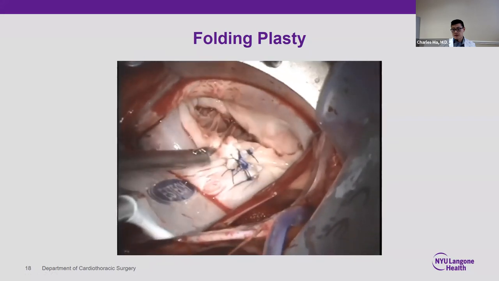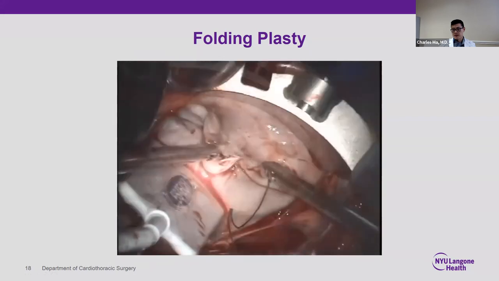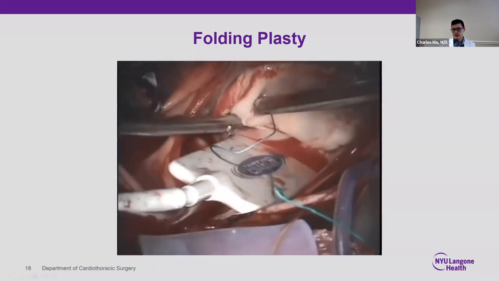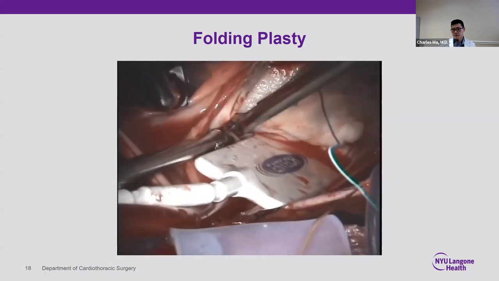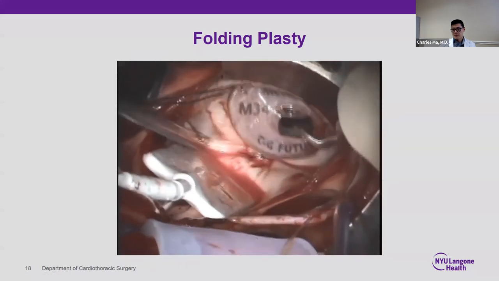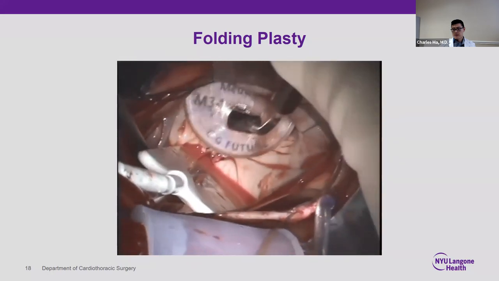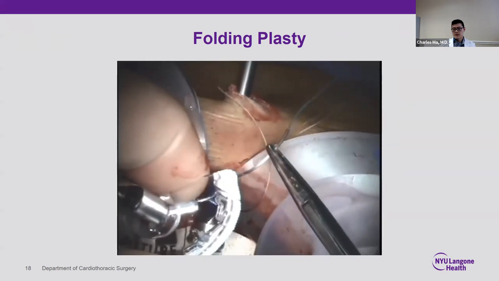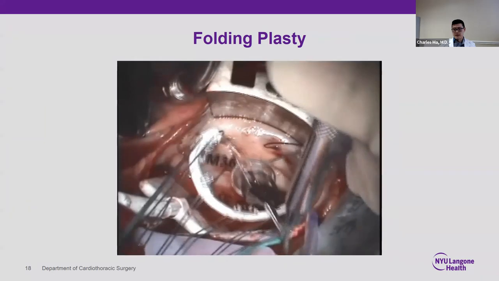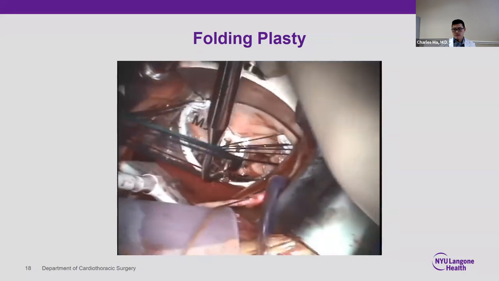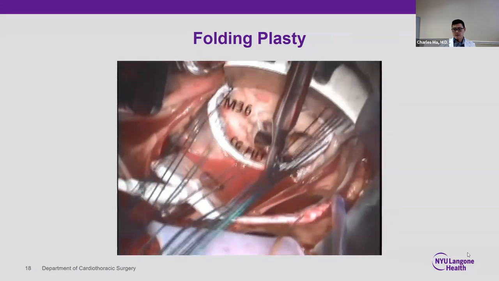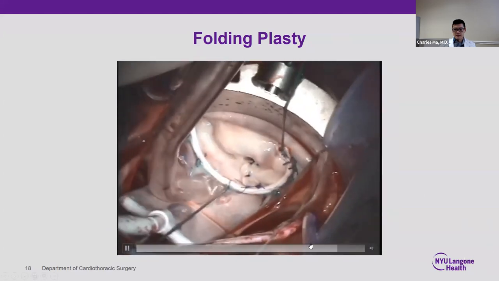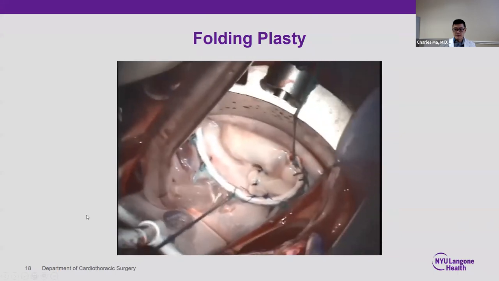We do our saline test after we place the band. These are our annuloplasty stitches for the band. Here we're just parachuting the band down with those stitches. And that's our test, the saline test. After we finish the repair, you see a competent mitral valve.